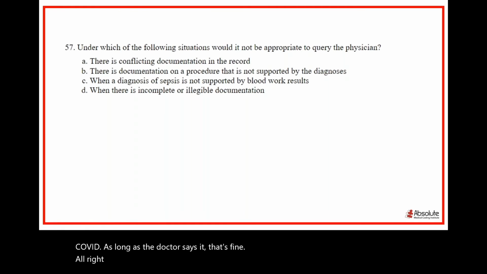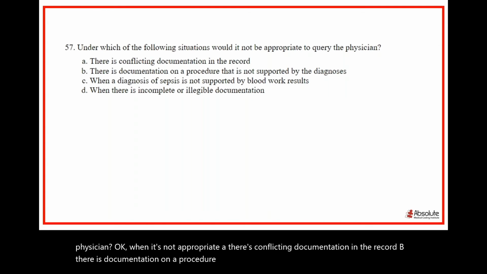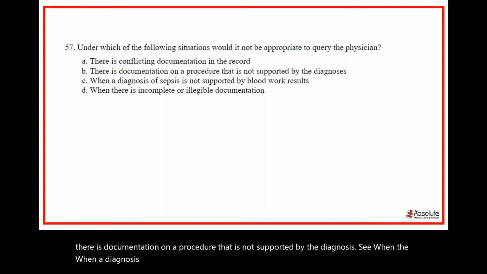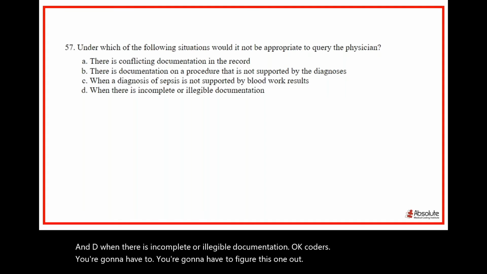Under which of the following situations would it not be appropriate to query the physician? Okay, when it's not appropriate. A, there's conflicting documentation in the record. B, there is documentation on a procedure that is not supported by the diagnoses. C, when a diagnosis of sepsis is not supported by blood work results. And D, when there is incomplete or illegible documentation. Okay, coders, you're going to have to figure this one out.